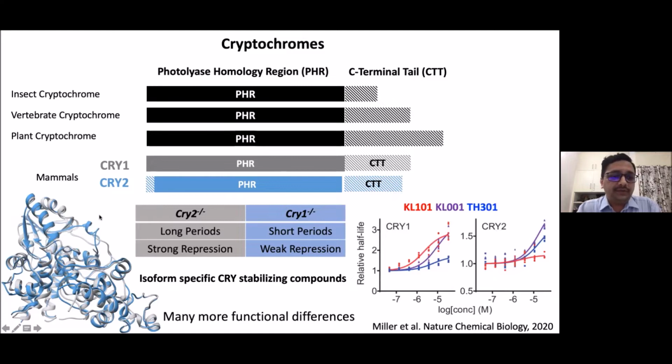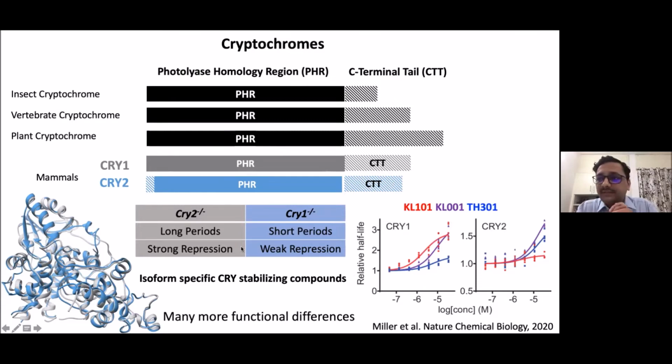Now, coming to the mammals, there are basically two isoforms of these molecules, or cryptochromes, that exist, Cry1 and Cry2. And again, as I mentioned earlier, the structured part, or this photolyase homology region, remains very conserved, and the structure as well as the sequence are highly similar in these isoforms. However, we do see considerable variation in the C-terminal tail, which is also disordered in case of mammals.